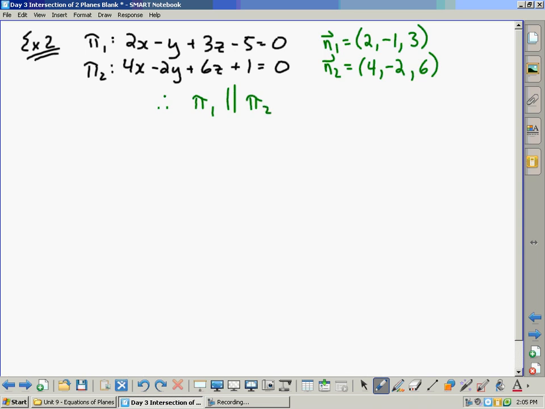Okay. So now all we have to do is figure out, we know they're parallel, so they're either never going to touch or they're always going to touch the same line. So the question is, are these distinct?